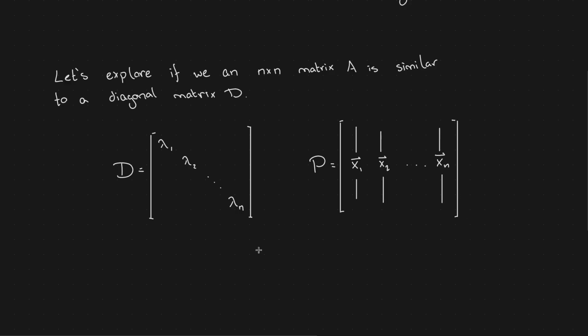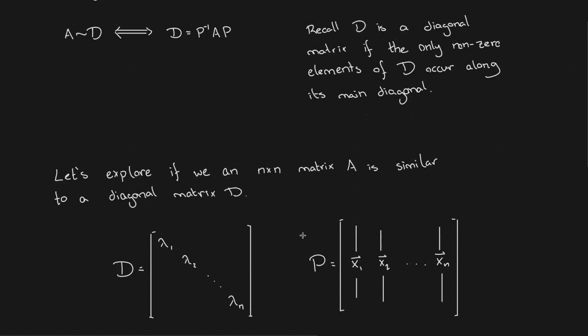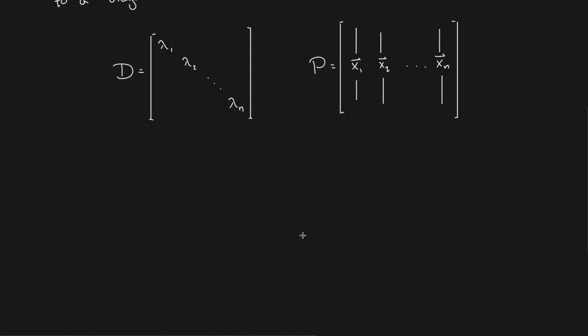Okay, and we want P inverse AP to be equal to D. So what I'm going to do is left multiply both sides of the equation by matrix P. That will clear out P inverse on the left-hand side of the equation, and I get a left multiple of matrix P on the right side of the equation.